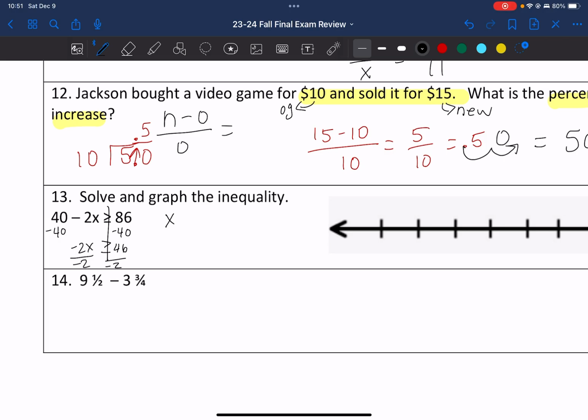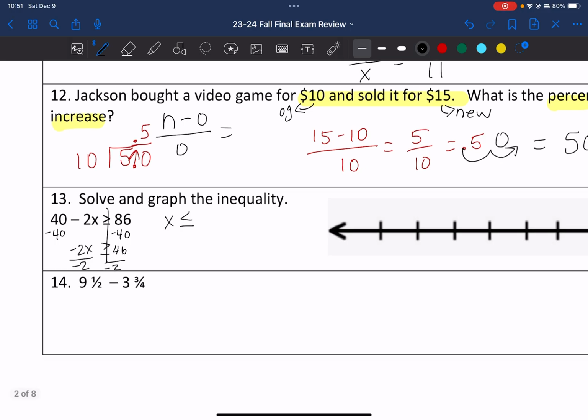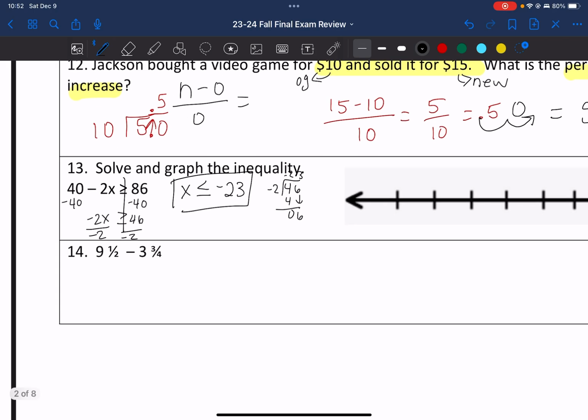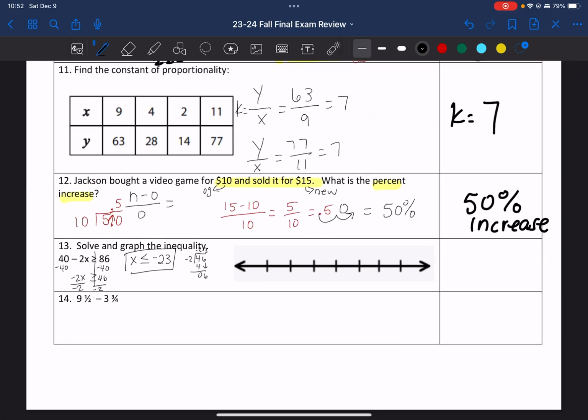Okay, remember when you divide by a negative coefficient, like here we divided by negative 2, negative 2 is the coefficient, what we're going to do is flip that inequality symbol. And then we're just going to find our answer, 46 divided by negative 2, okay? 2 can go into 4 2 times. And 2 can go into 6 3 times. So what we get is negative 23. This is our final answer, but we still have to graph it, okay?